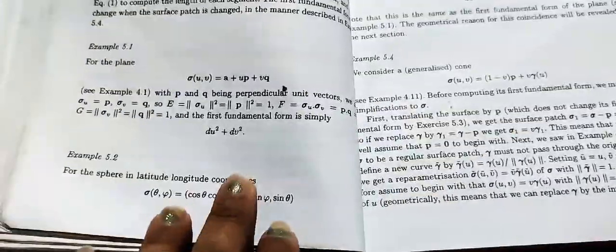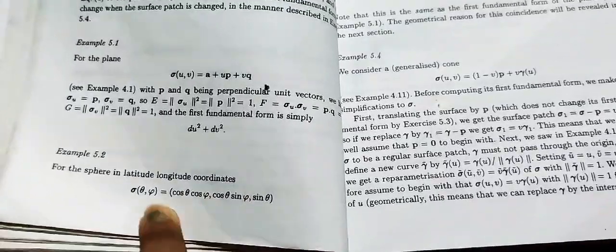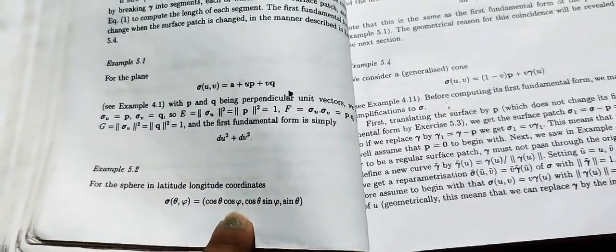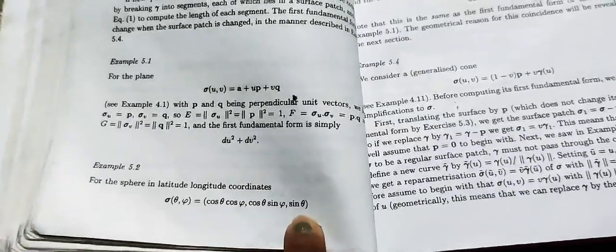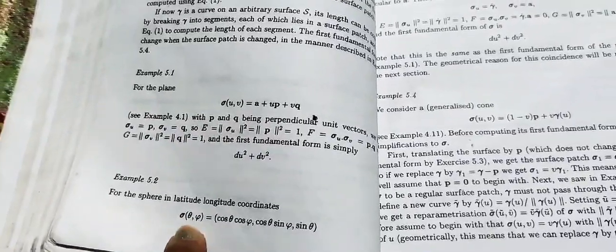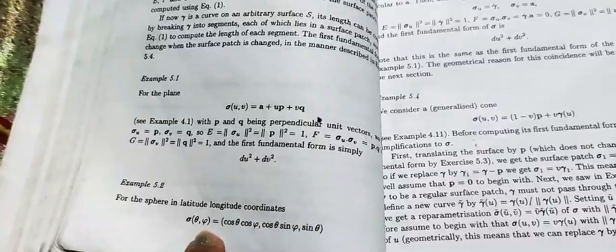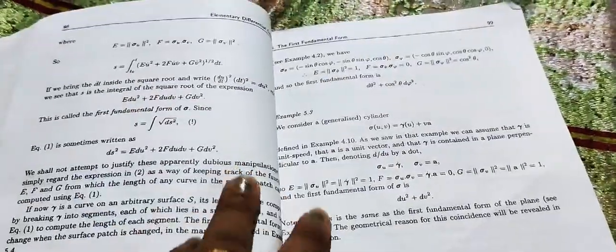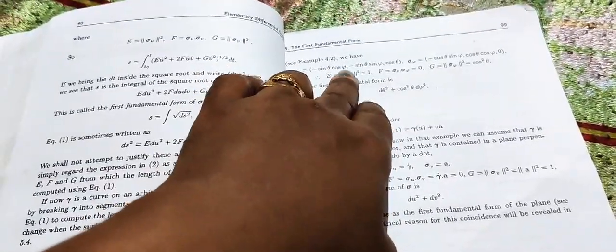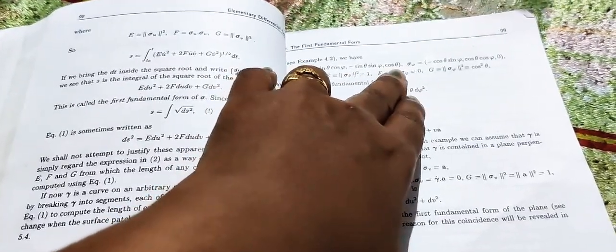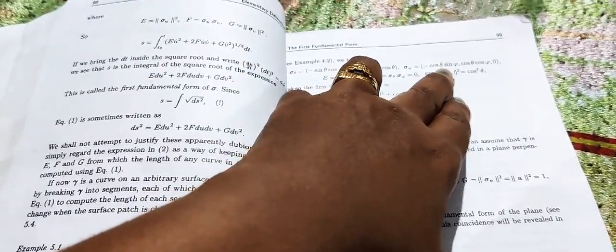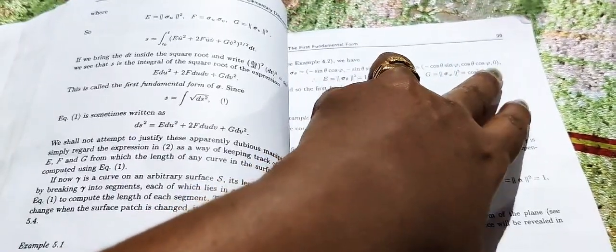and the second example is for the sphere in latitude-longitude coordinates: sigma of phi theta is cos theta cos phi, cos theta sin phi, sin theta. So first we find the derivatives of sigma with respect to theta and with respect to phi. So we get sigma theta is minus sin theta cos phi, minus sin theta sin phi, cos theta, and sigma phi is minus cos theta sin phi, cos theta cos phi, and 0.